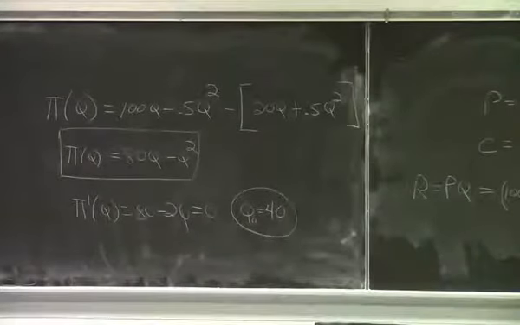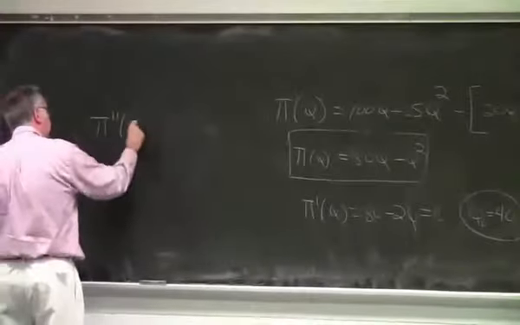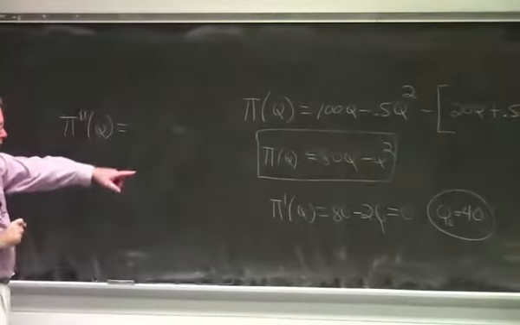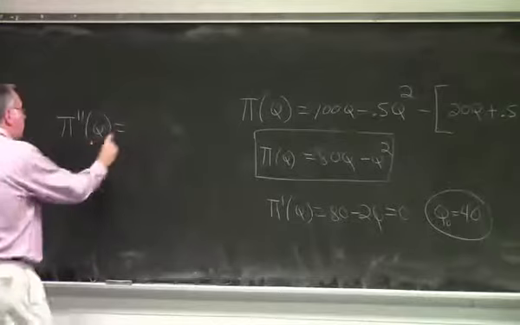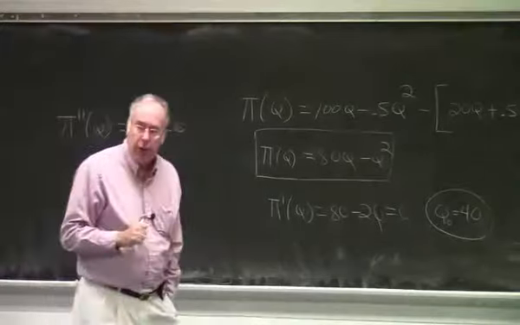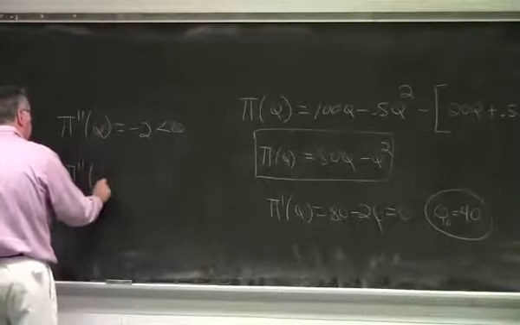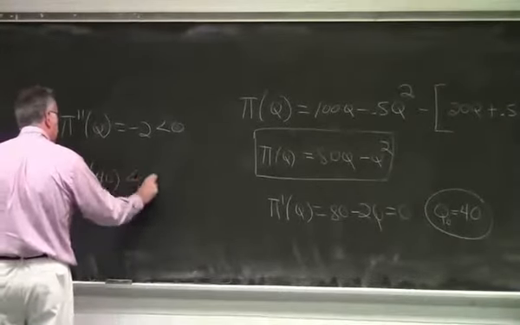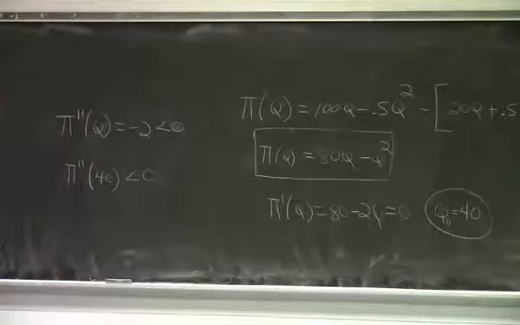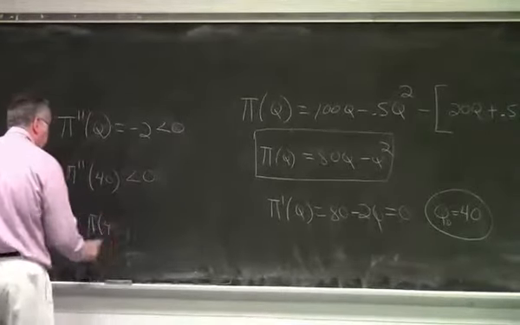To check and make sure this is a maximum, we look at the second derivative. The second derivative of our profit function, in this case, is just minus 2. It's negative 2 for all values of Q. So we know that the second derivative at Q equals 40 is negative. This guarantees that profit is a maximum at Q equals 40. So we can conclude from this that pi of 40 is a relative maximum.